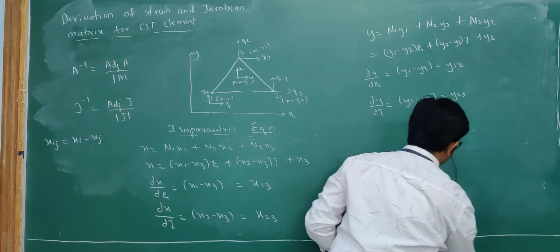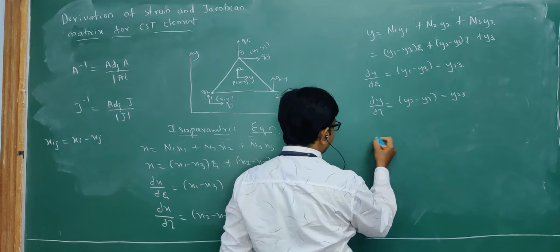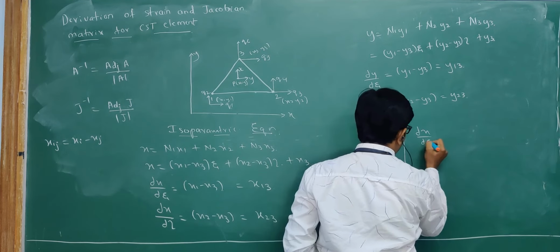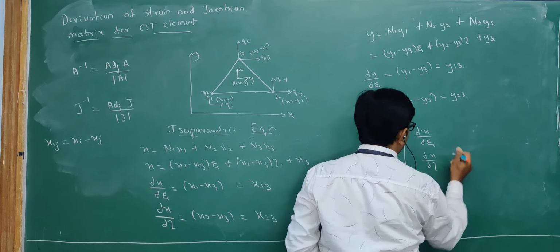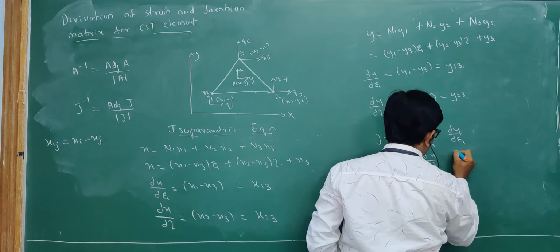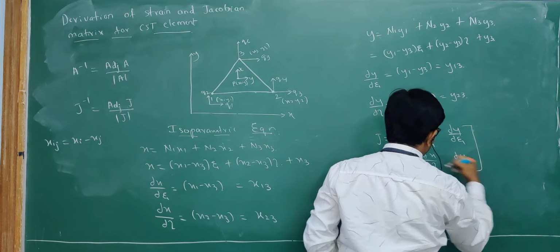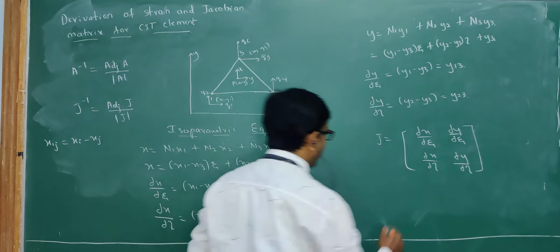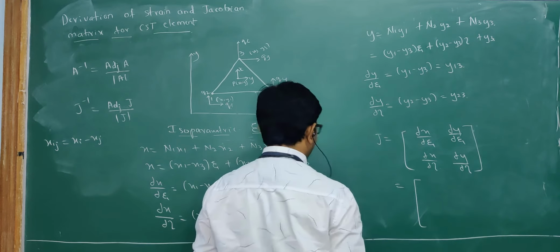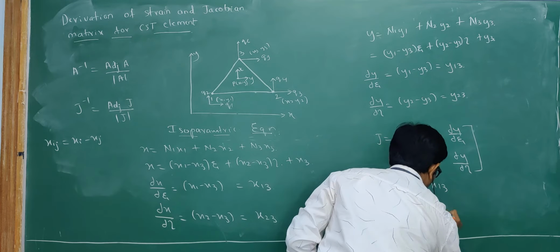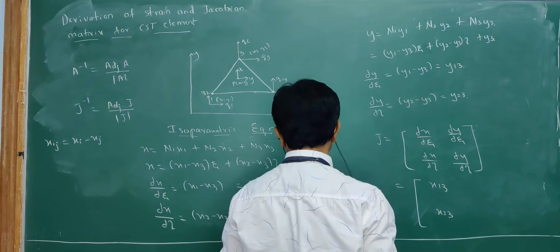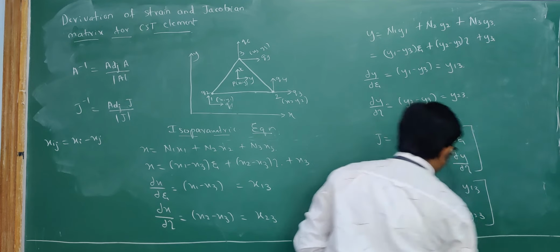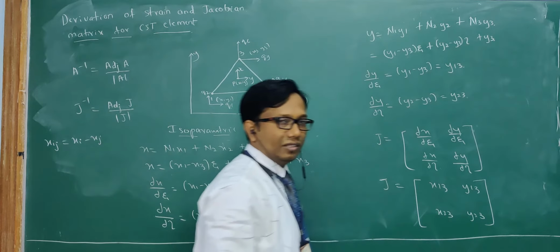So what is the Jacobian matrix here? J is basically given as ∂x/∂ζ, ∂x/∂η, ∂y/∂ζ and ∂y/∂η. I am just substituting the values of ∂x/∂ζ and the others. So you will be getting x13, x23, y13 and y23. So this is the Jacobian matrix for the CST element.